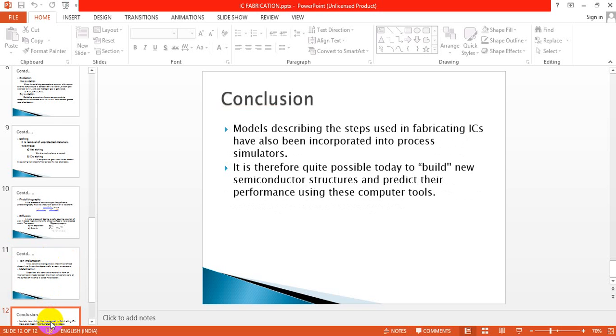Now coming to the conclusion, models describing the steps used in fabricating ICs have also been incorporated into process simulators. It is therefore quite possible today to build new semiconductor structures and predict their performance using these computer tools.